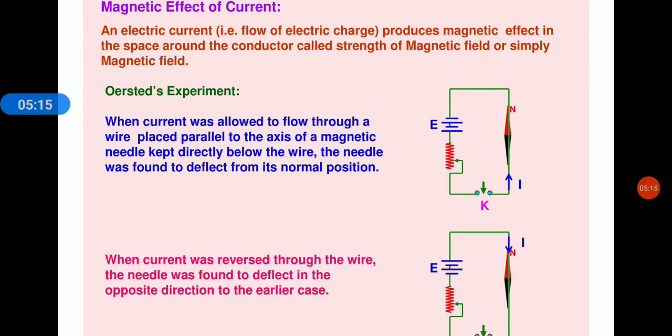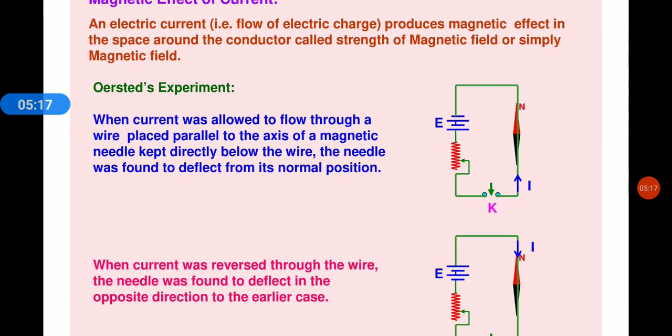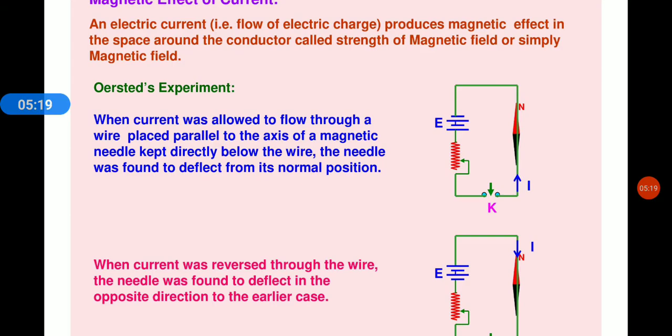You can see on the screen that this is the Oersted experiment. According to Oersted, when current was allowed to flow through a wire placed parallel to the axis of a magnetic needle kept directly below the wire, the needle was found to deflect from its normal position.